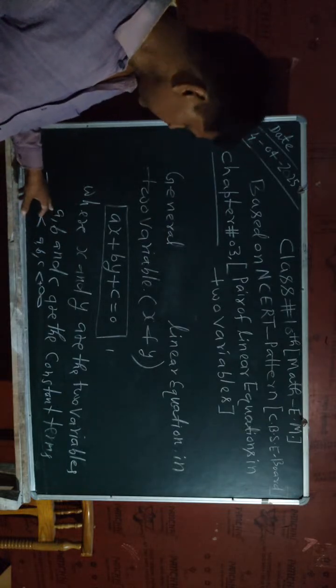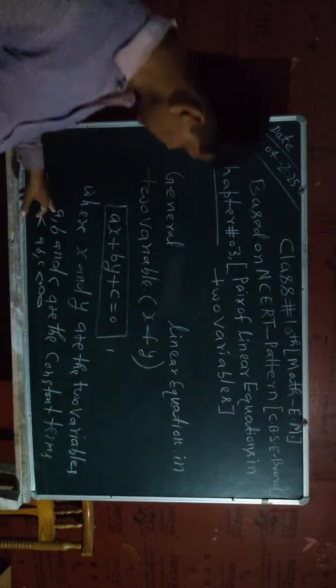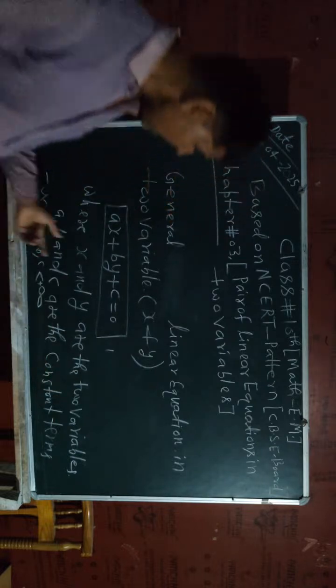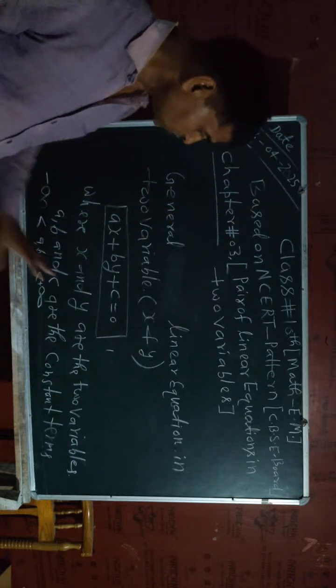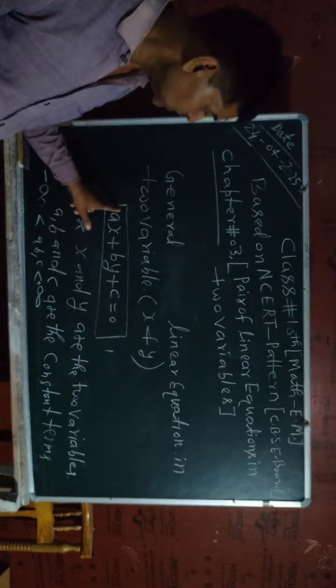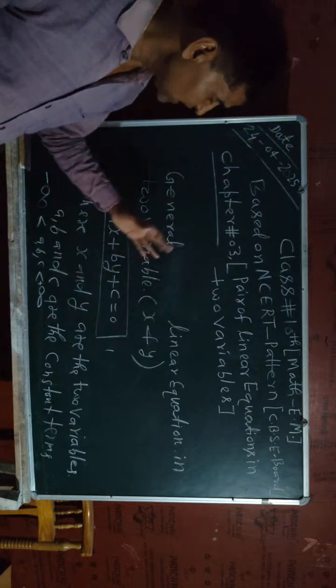comma. Here I will put a full stop, and then here I will say a, b and c are the constant terms, and their values lie from minus infinity to plus infinity. So this is one general linear equation. So we have to write a pair, so two equations we have to write.